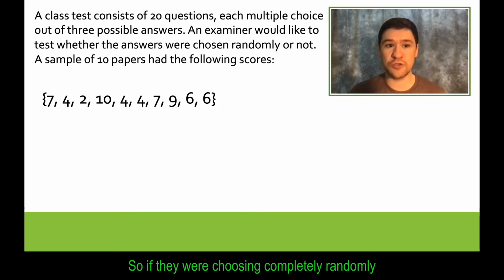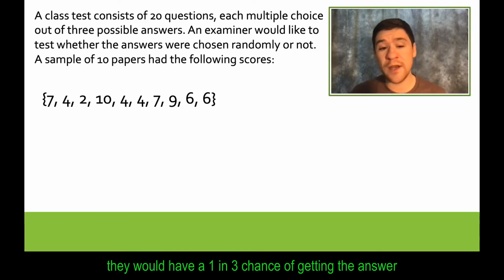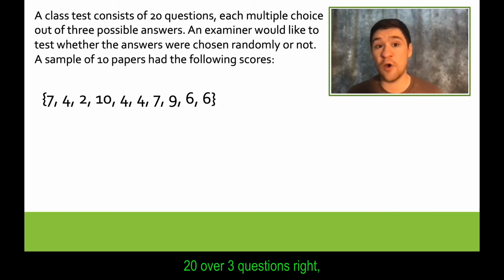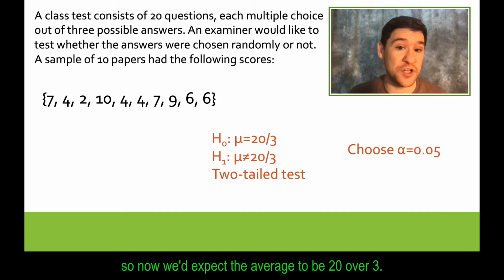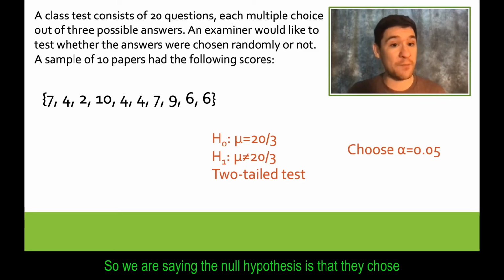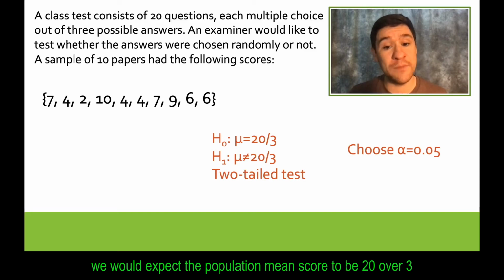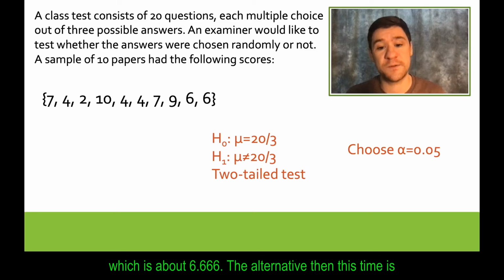If they were choosing completely randomly, they would have a 1 in 3 chance of getting the answer right on each question. Therefore, you'd expect them to get 20 over 3 questions right. So now we'd expect the average to be 20 over 3. So we're saying the null hypothesis is that they chose completely randomly. So the null hypothesis, we would expect the population mean score to be 20 over 3, which is about 6.666.